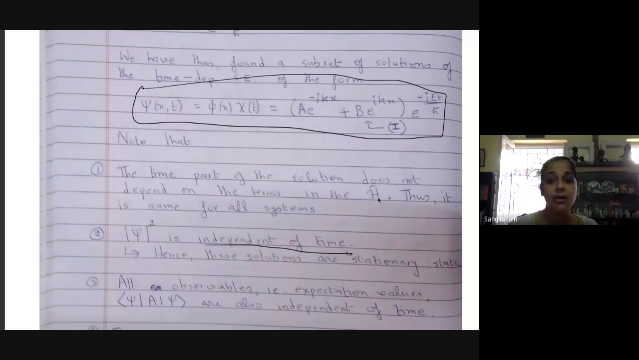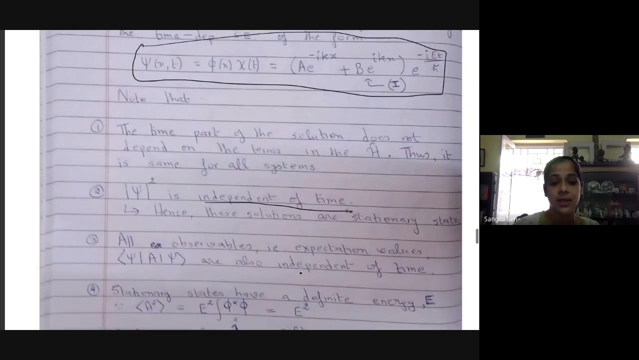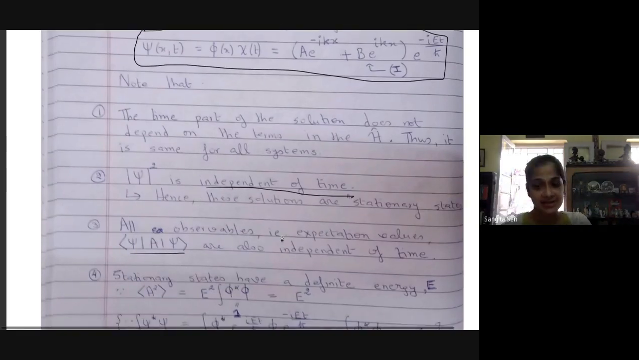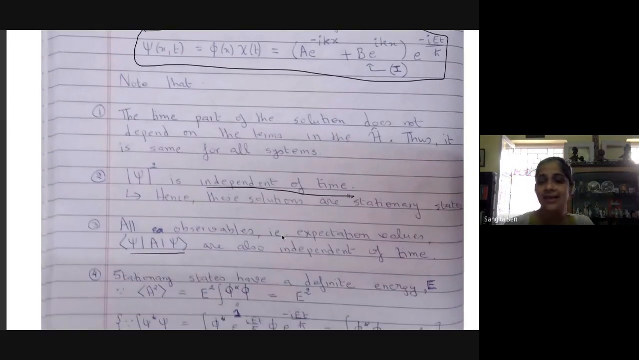So we will have constant properties for this system, which is the third point: all observables, that is, expectation values, which you've seen are computed like this, are also independent of time. And because the properties of the system are independent of time, they are called stationary states. These stationary states are very, very important.